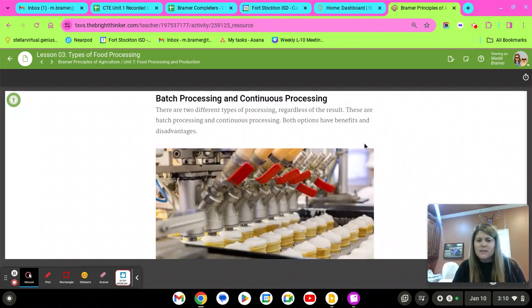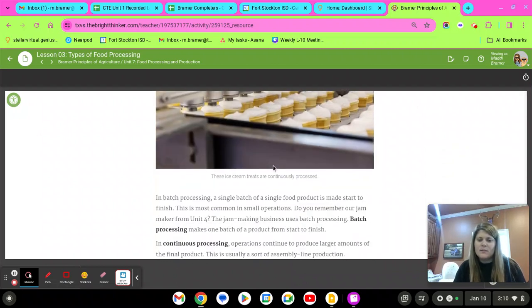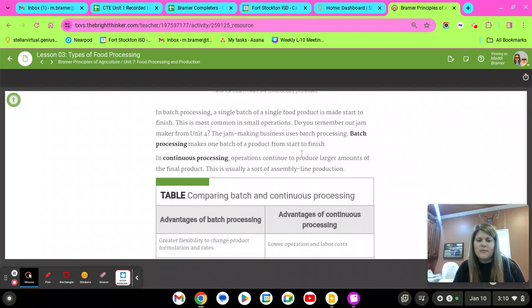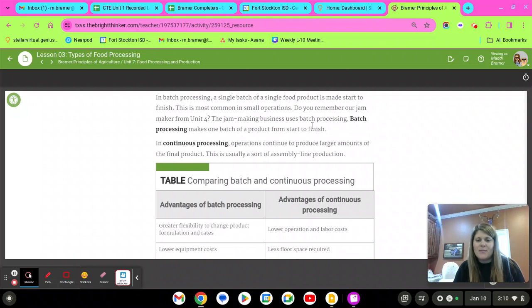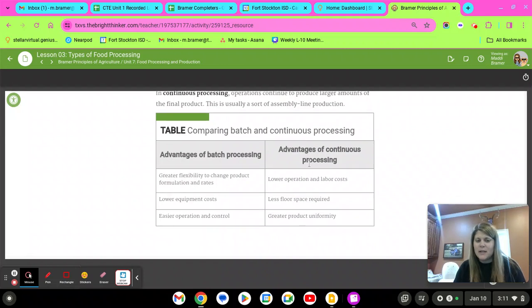So batch processing and continuous are the two different types. Both have disadvantages and advantages. So in batch, a single batch of a single food product is made start to finish. So this is really common in small operations. So the jam making business uses batch processing. So it does one batch start to finish. Continuous, that means they continue to produce larger amounts of the final product, like an assembly line.